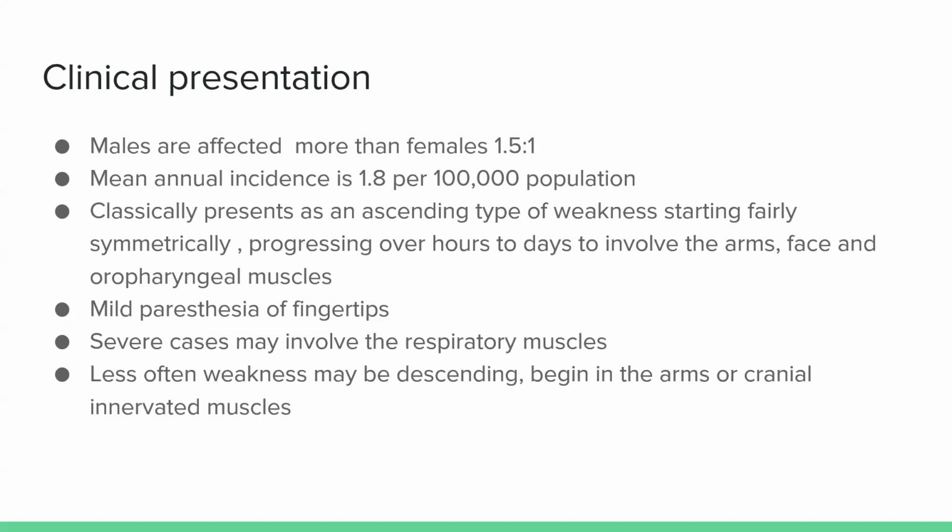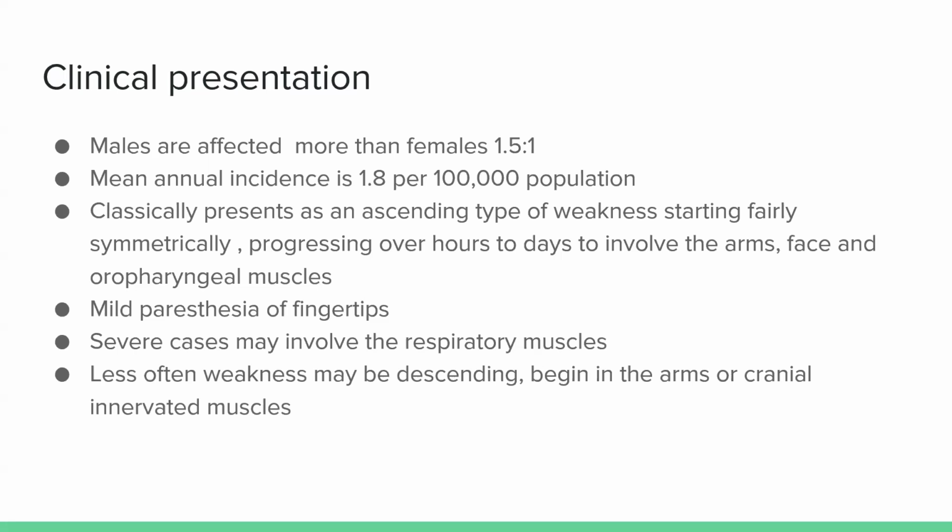So classically, they present with an ascending type of weakness. It starts from the legs and goes up and involves the arms and the face and then the oropharyngeal muscles. Paresthesia is very mild. They do complain, "I have some tingling in my fingertips or my toes," but it's not a very prominent symptom. In severe cases, they will involve the respiratory muscles. They will need ventilatory support.